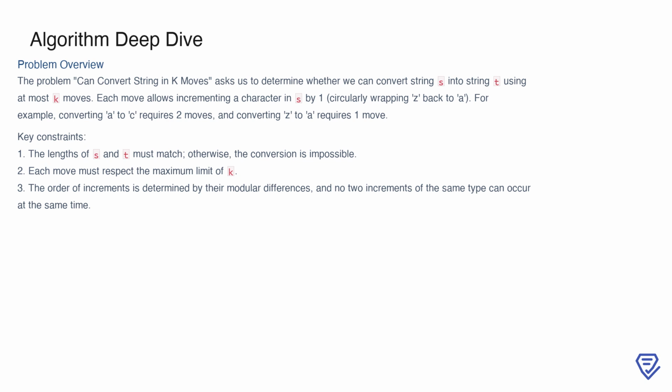The key constraints to keep in mind are that the lengths of s and t must match, otherwise, conversion is immediately impossible. Additionally, the total number of moves used must not exceed k. Furthermore, the differences between each pair of characters dictate how many moves are needed, and we must ensure that no two increments of the same type happen at the same time. This introduces an interesting layer of complexity that we'll address in the algorithm steps.